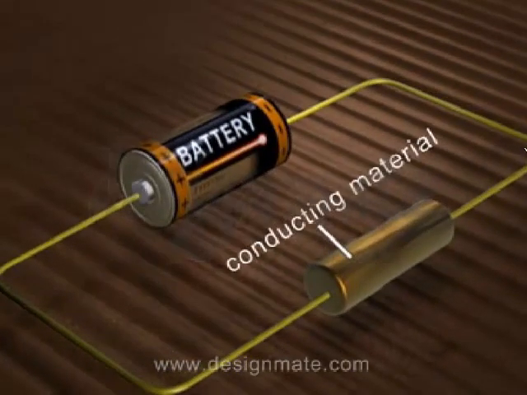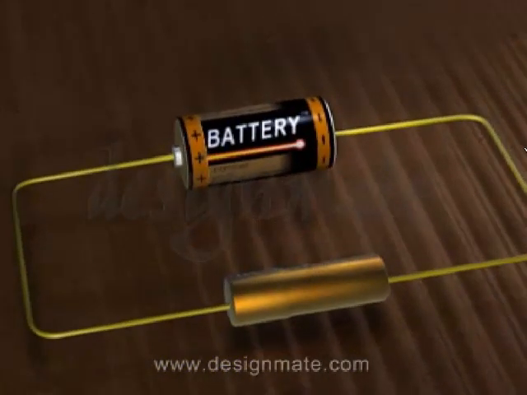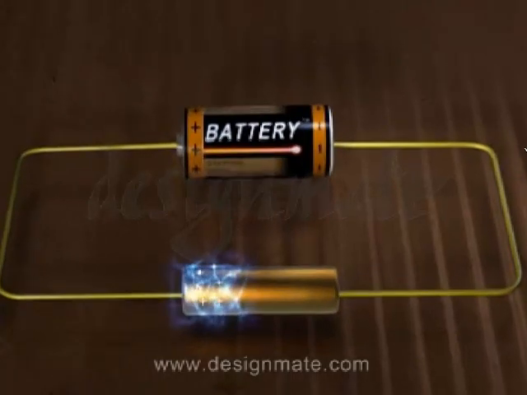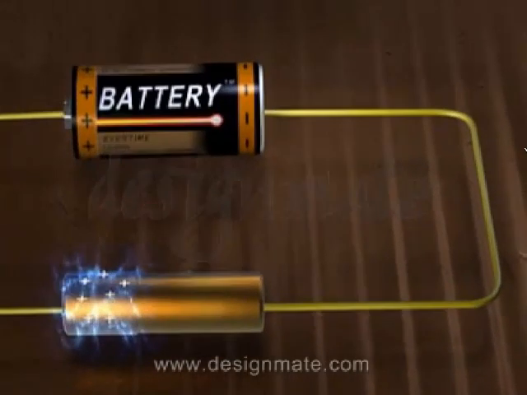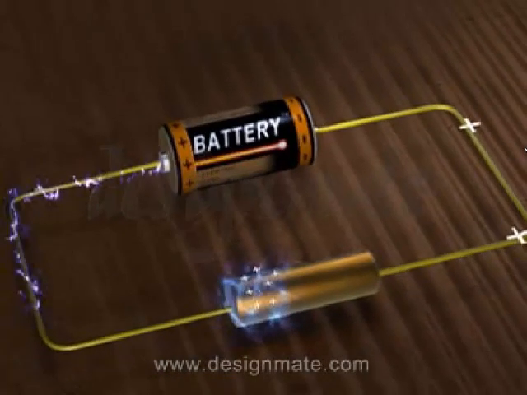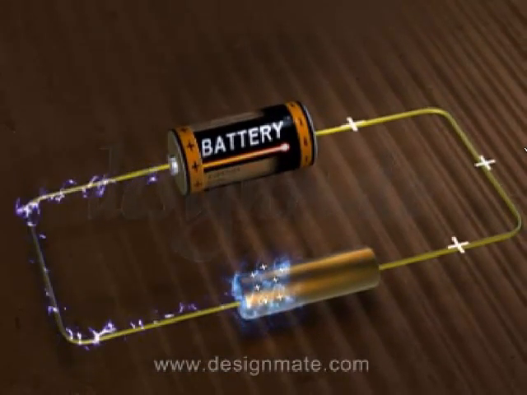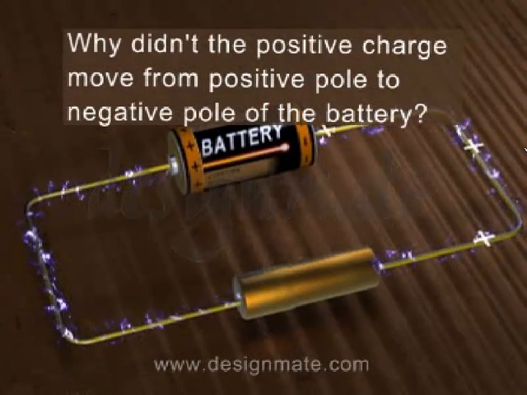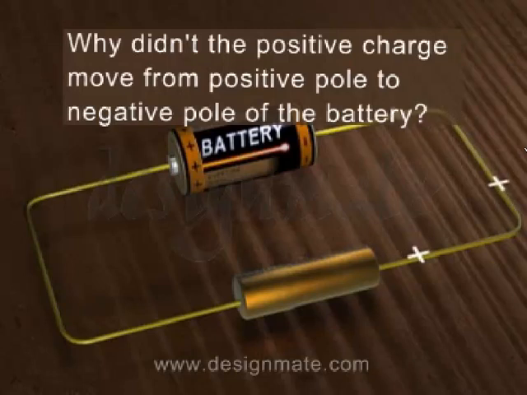Let us consider a conducting material between the two poles of the battery. The electric field is thus generated in the conducting material. As a result, positive charges which are at a higher potential will flow towards the negative pole of the battery and constitute an electric current. The question then arises as to why didn't the positive charge move from positive pole to the negative pole of the battery prior to connecting the wire?